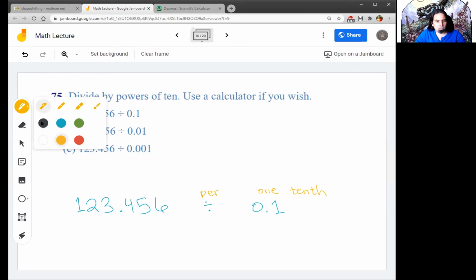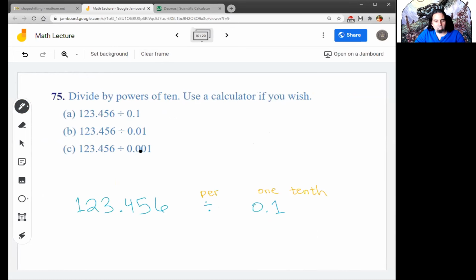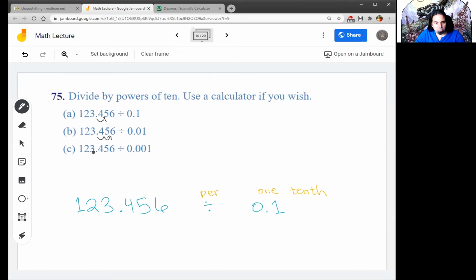So dividing by the tiny things, the decimals, makes it go backwards. They made it shrink when you multiplied, and they make it get bigger when you divide. And we'll talk about why in a moment.